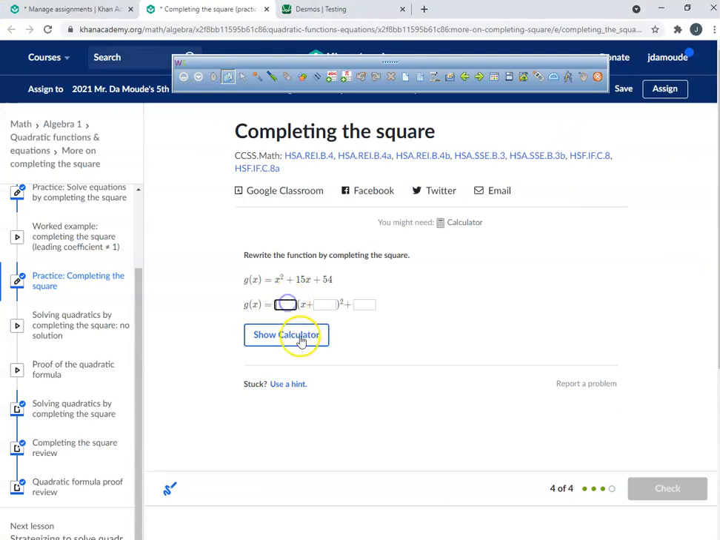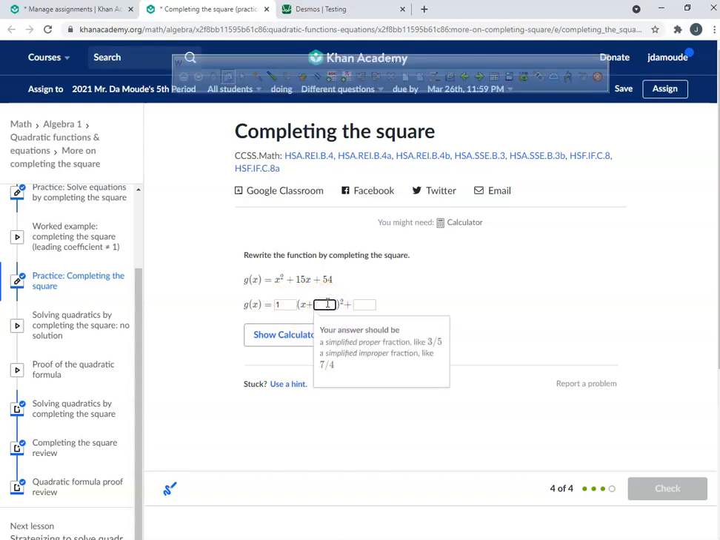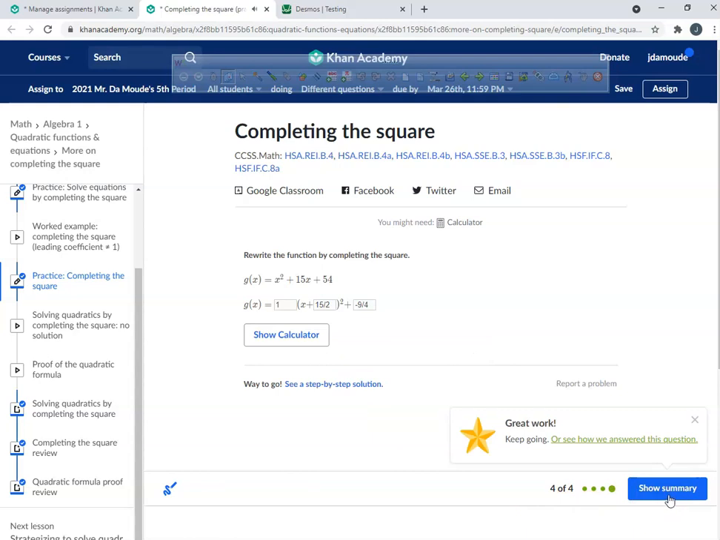What number would I put if you didn't see a number there? It's still a 1. So I'm going to put a 1 right there. Do you see how it says it could be a fraction? So I'm going to put 15 divided by 2. And here I have to put negative 9 over 4. All right. So that's one of the problems. I'm going to pause the video. I got to start this over.